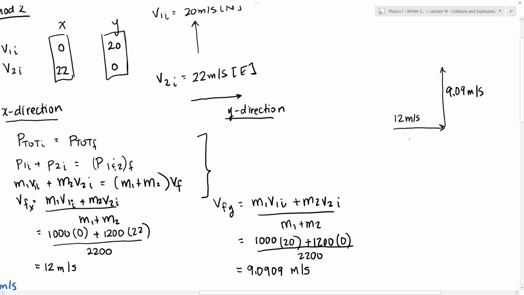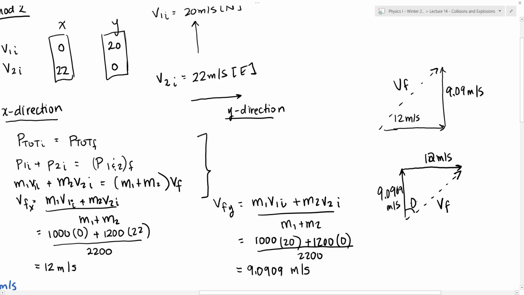And it doesn't matter whether you draw it that way or if you draw the y first, 9.0909 meters per second, and then the x after, 12 meters per second. What matters is that you draw the vectors tip to tail. And then the resultant would look like this. This would be my V final, or like this. This would be my V final. Either way, I'm going to get the exact same answer.